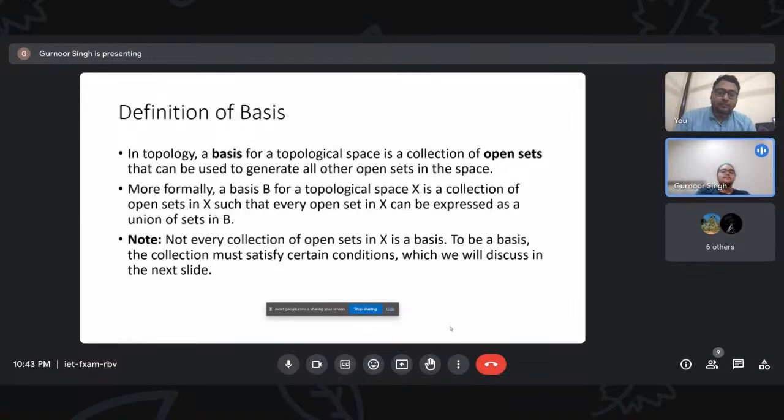In topology, a basis for a topological space is a collection of open sets that can be used to generate all other open sets in the space. Formally, a basis B for a topological space X is a collection of open sets in X such that every open set in X can be expressed as a union of sets in B. A point to note: not every collection of open sets in X is a basis. To be a basis, the collection must satisfy certain conditions, which we will discuss in the next slide.